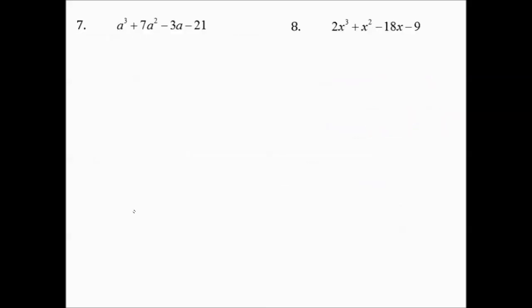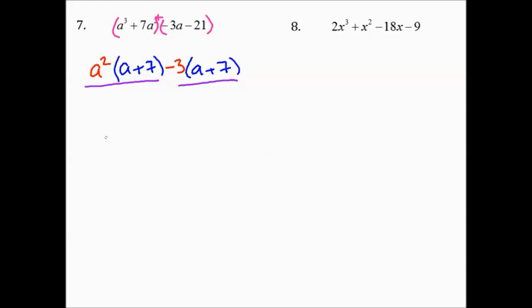Let's look at two more problems. For number 7, we want to start by drawing the parentheses to divide the polynomial up into two groups. The GCF of the first parenthesis is going to be a squared. And if I take out an a squared, I have a plus 7 left. The GCF of the second parenthesis is going to be negative 3. And if I factor out a negative 3, I have an a plus 7 left. So when I look at these two terms, they both have an a plus 7 in common. And when I factor out a plus 7, I'm left with an a squared minus 3. And that is my final answer for number 7.